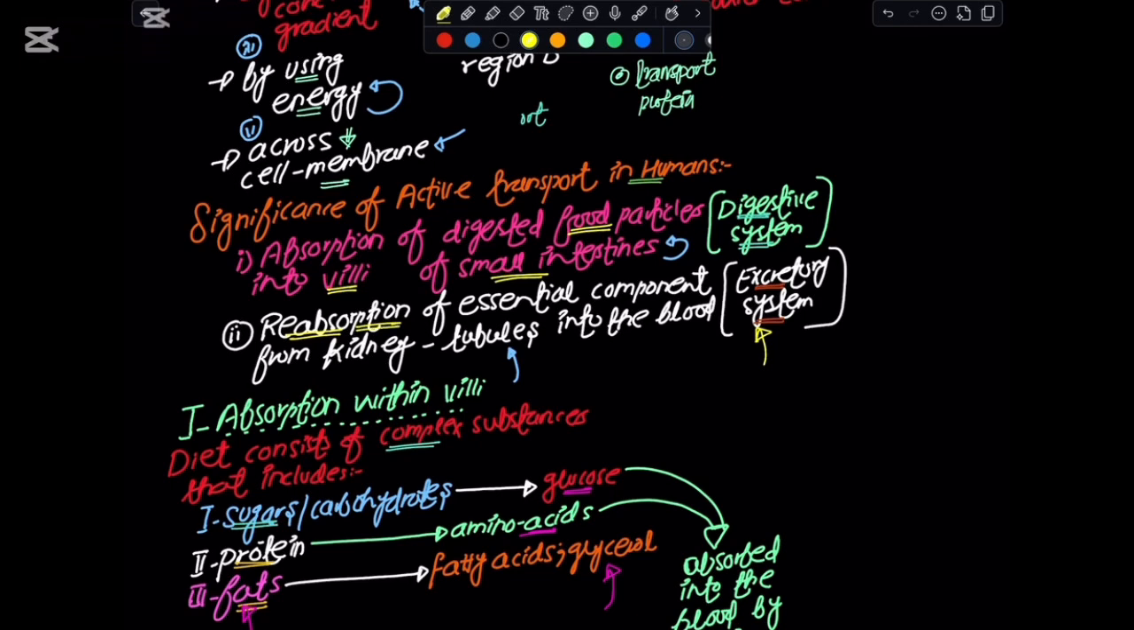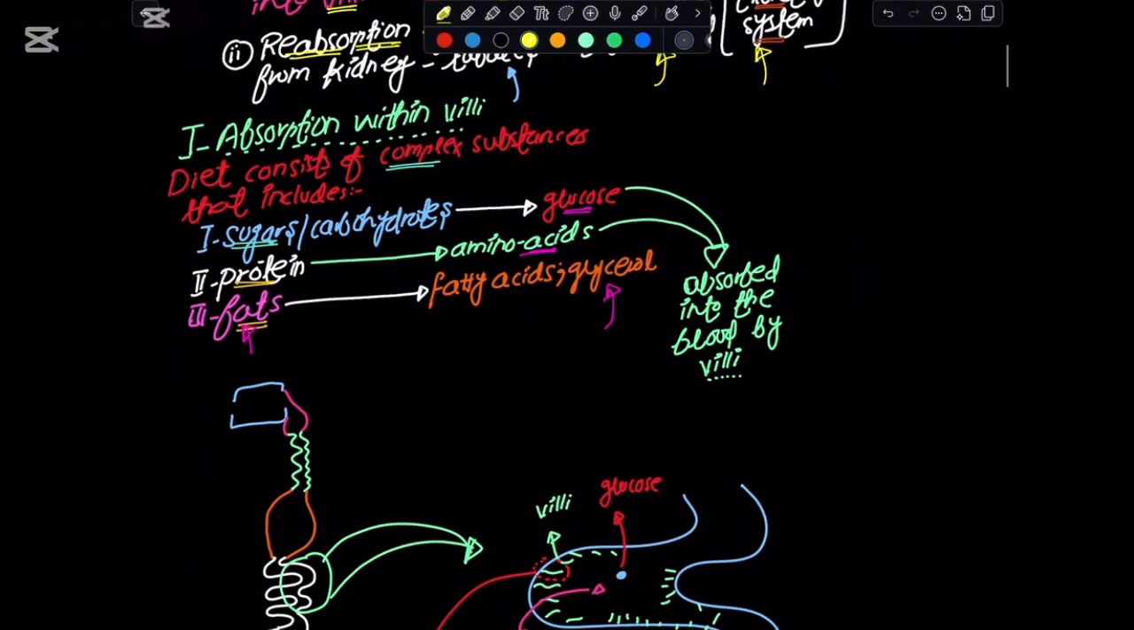Whenever in biology the word reabsorption comes, it simply means that something earlier was available in the blood, you took it out of the blood, and now you are taking it back into the blood. So here the mechanism employed would again be active transport. So we have the significance of active transport in the digestive system and the excretory system. Remember that whenever there is absorption of food particles into the villi of the small intestine, it involves active transport.